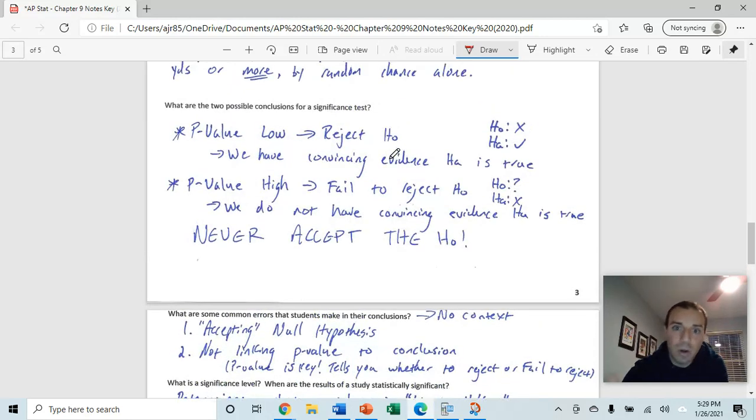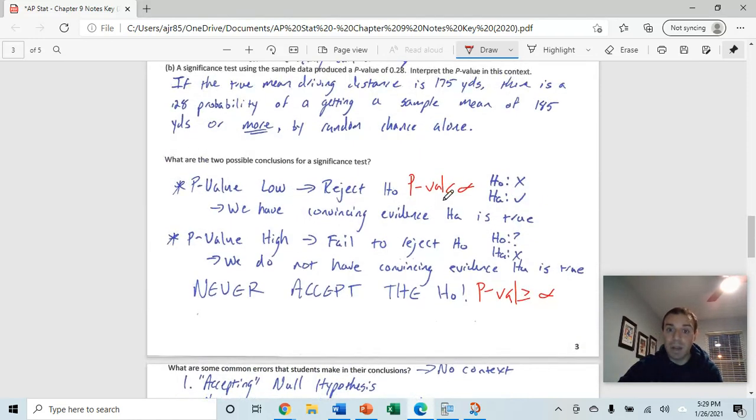So a p-value low means that your p-value is less than alpha. A p-value being high means that your p-value is greater than or equal to alpha. So it's always that comparison of your p-value to your significance level that's most important. P-value low, reject the H-naught. You have evidence of the alternative. We're saying there's such a small chance that this null could be true based on our sample data that we have evidence of the alternative. P-value high, not accepting the null, just saying it could be true, but I don't have evidence of the alternative.